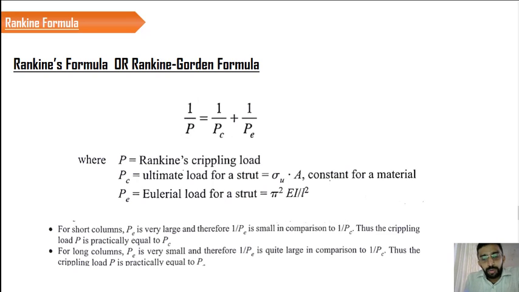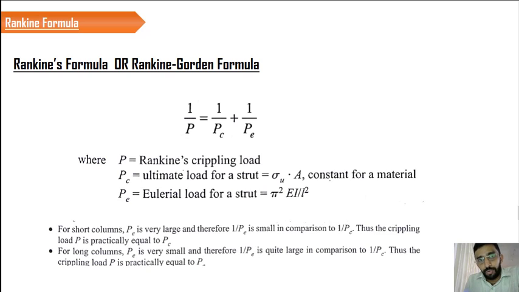The last topic that we are going to discuss in columns is the Rankine formula, which is an alternative formula for designing columns. In the previous session, you might remember we discussed the limitations of Euler's equations, where we saw that it is not suitable for short columns, and various other limitations. In order to overcome these limitations, Rankine has introduced a new formula.